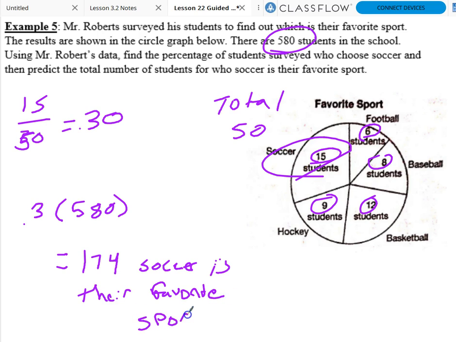Okay. So again, the whole purpose of this is we're using these graphs to make predictions, right? We will have a smaller sample size, and then we want to make a projection about the whole.